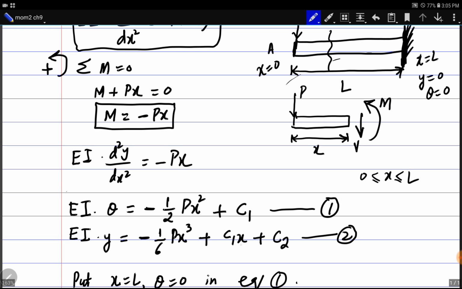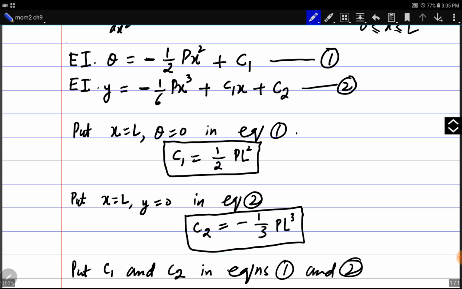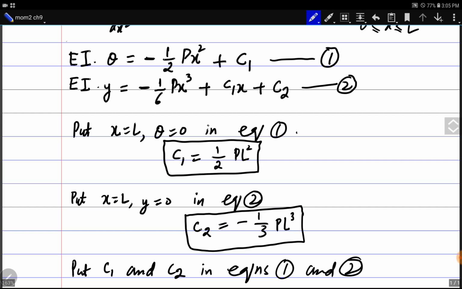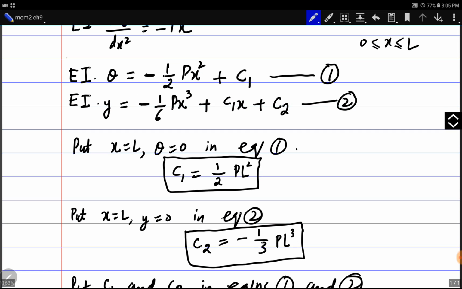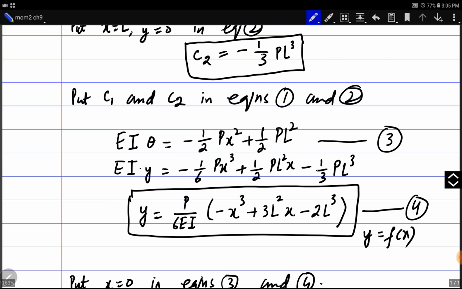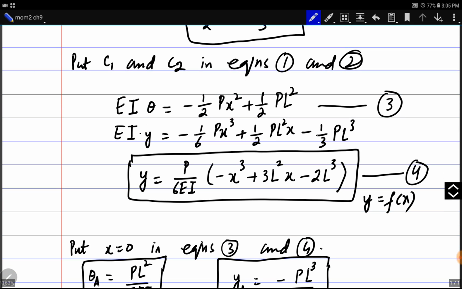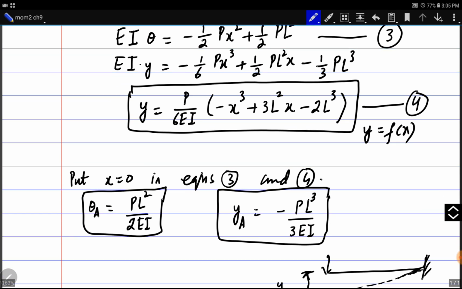Here there will be two unknowns, C1 and C2. These two unknowns can be found using two boundary conditions. In this case, in a cantilever beam, at the fixed end, theta will be 0 and y will be 0. So we have found C1 and C2. Putting C1 and C2 in the general expressions for theta and y, we can get expressions for theta and y. All of the terms are known. This expression for y as a function of x is the equation of elastic curve. By putting x equal to 0 for point A, we can find theta A and YA.